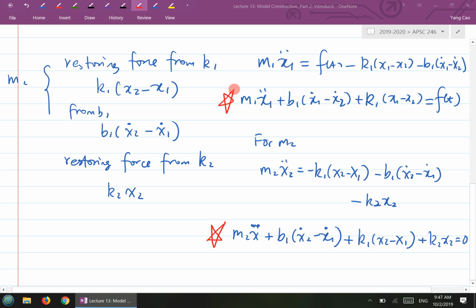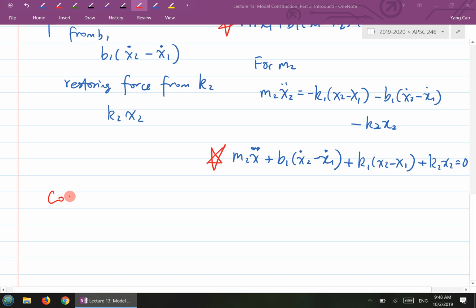So in terms of the model construction, you constructed two equations describing the motion of the system. As you can see, these are what we call second order differential equations, which I'll talk about shortly. And each one of the equations has both x1 and x2 or x1 dot, x2 dot in it. So this is what we call coupled equations.